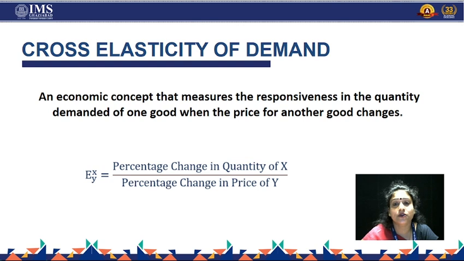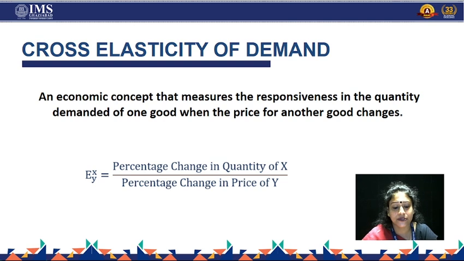Then the third kind is cross elasticity of demand. It is an economic concept that measures the responsiveness in the quantity demanded of one good when there is a change in the price of the other good. So if we want to calculate and evaluate the price and demand relationship of cross products, for that sake, we use cross elasticity of demand. Cross products talks about the price of one product and the demand of another product. And for calculating this, we use this formula which talks about percentage change in quantity demanded of X to the percentage change in the price of Y.